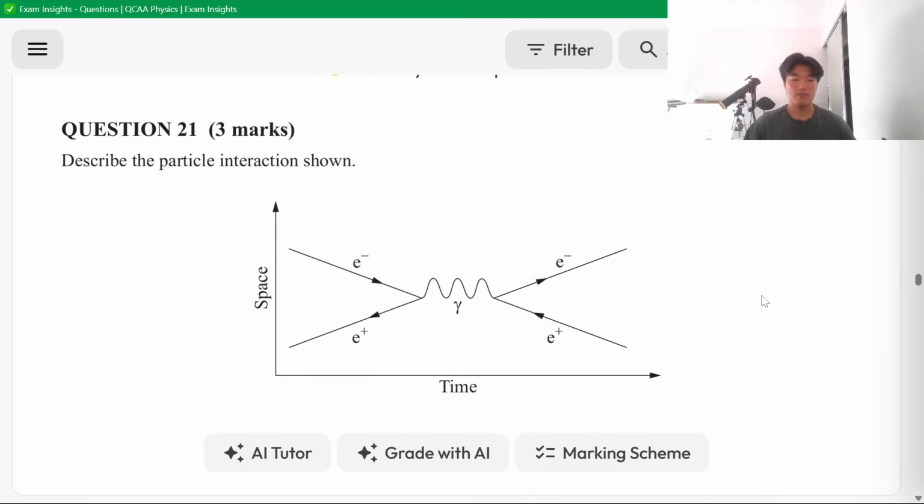Describe the particle interaction shown. An electron and a positron annihilate, forming a photon, and then the photon decays back into an electron and a positron. But it creates a new electron and a positron that have a different amount of energy.